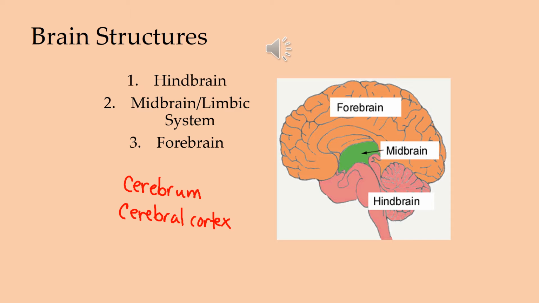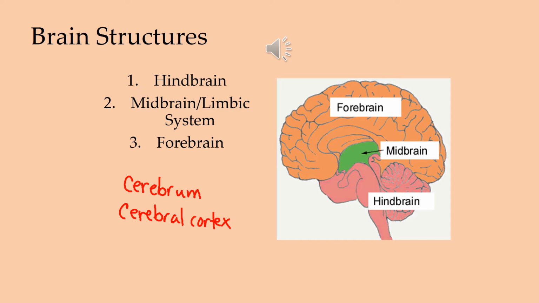The second part, the midbrain, which is represented on the diagram in green, also called the limbic system. This is the emotional part of your brain and also contains the part of the brain that deals with semantic memories. The third division of the brain, the forebrain, is represented in orange on the diagram.